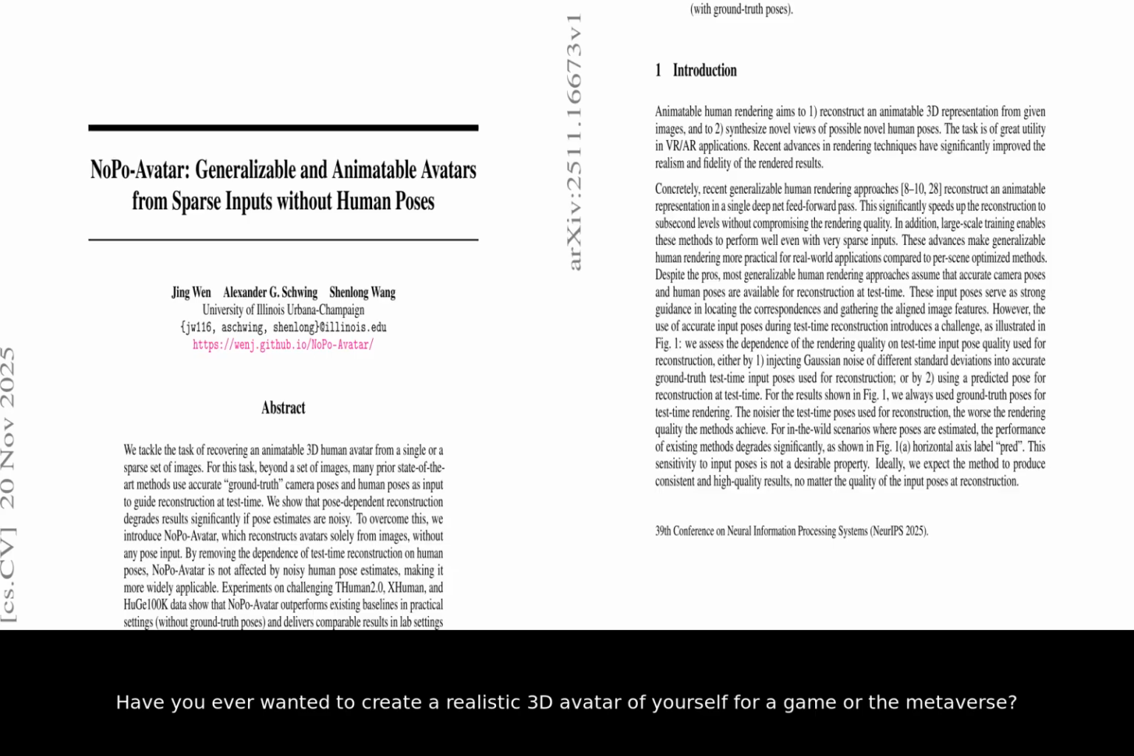Have you ever wanted to create a realistic 3D avatar of yourself for a game or the metaverse? For years, AI has been trying to do this from just a handful of photos, but there's been a major catch. Most methods need to know the person's exact pose in the photos, how they're standing, sitting, or moving. If that pose information is even slightly off, the final 3D model can look distorted and messy. But what if you could skip that step entirely?